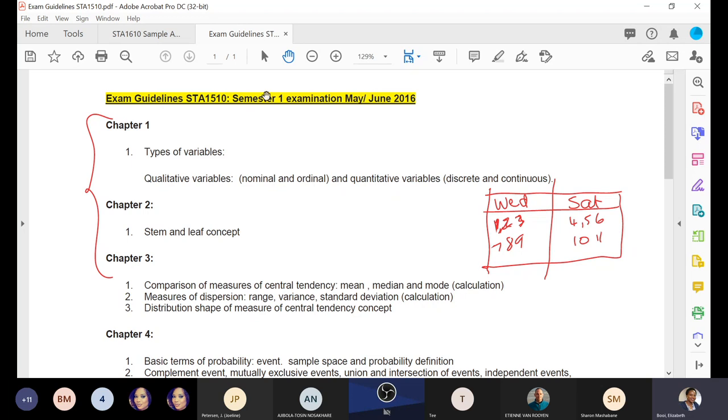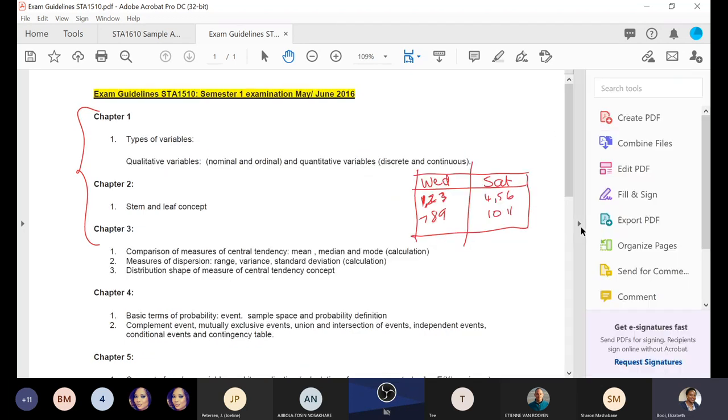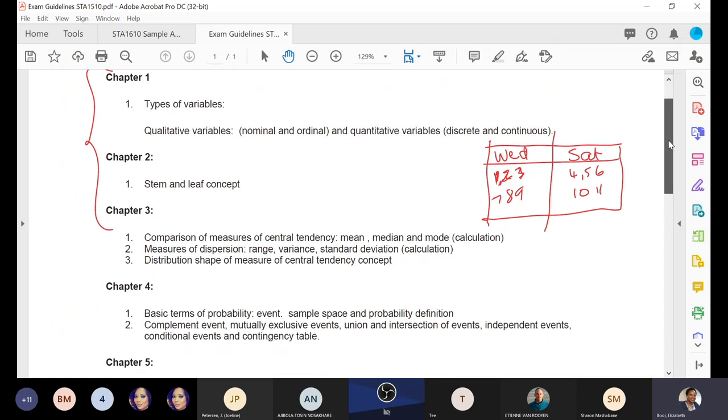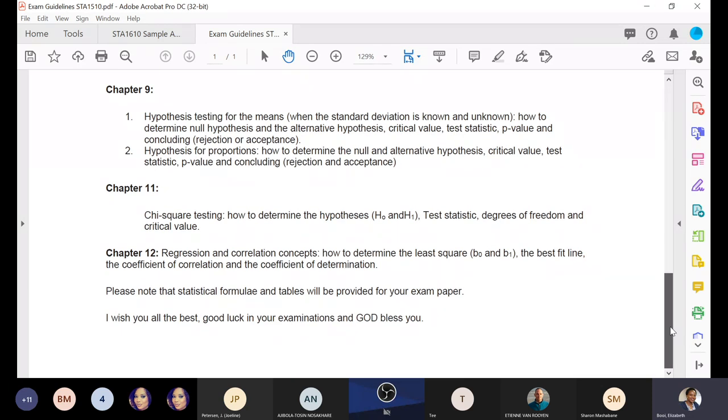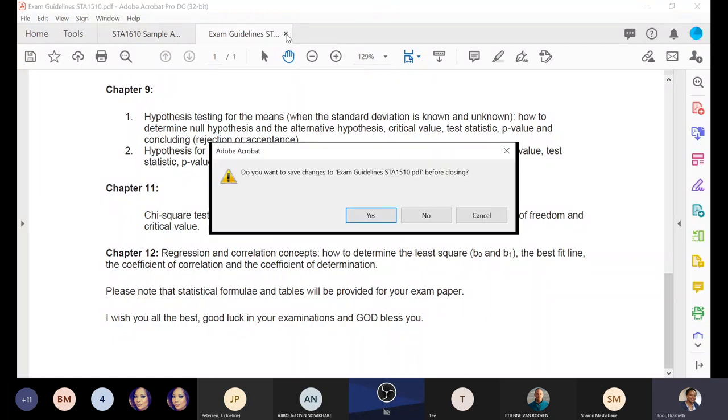So this is an example of what the lecturers used to do. They used to give the guideline to students to say, concentrate on these areas because they will be part of your exam. And then they say, God bless you after that, because they know that they set the hardest question papers. So that is one example.